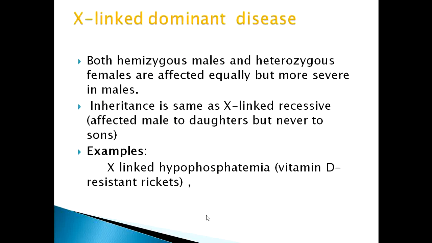X-linked dominant disease: both hemizygous males and heterozygous females are affected equally, but it is more severe in males. Inheritance is the same as X-linked recessive. Affected males pass it to daughters but never to sons. For example, X-linked hypophosphatemia.